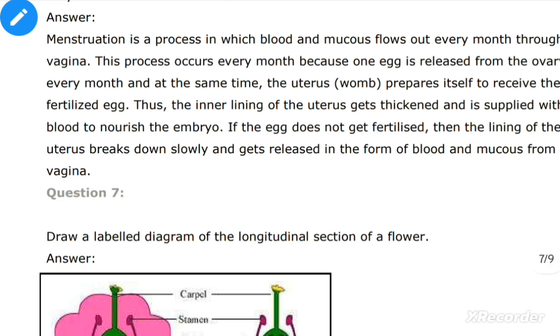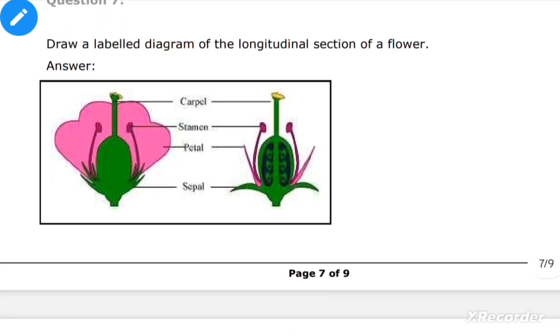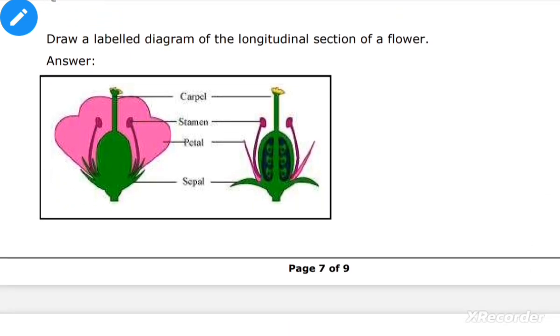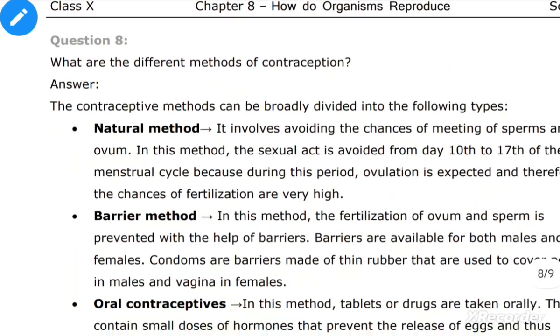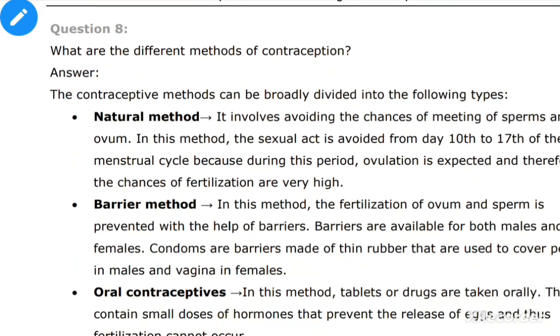Next question: draw a labeled diagram of a longitudinal section of a flower. It is a flower diagram, and the female reproductive unit is called carpel and the male reproductive unit is called stamen. The colorful part is called petal and the protective green part is called the sepal. Next question: what are the different methods of contraception?